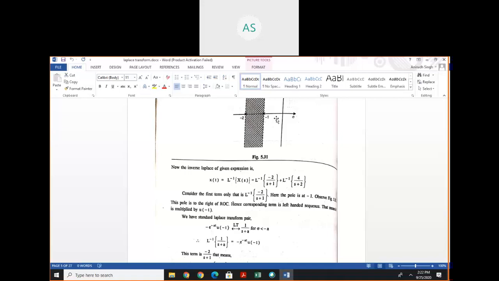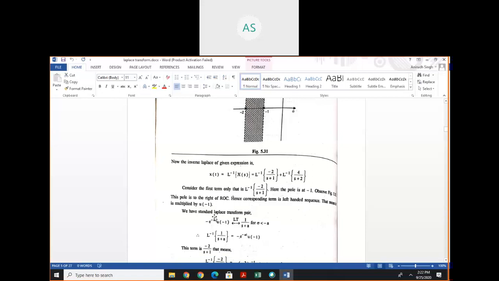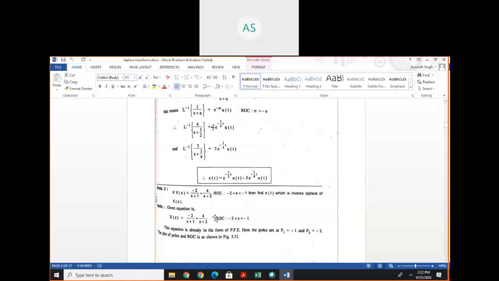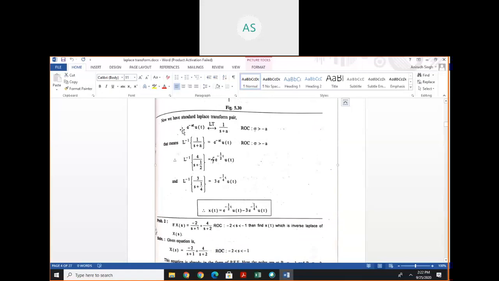this -1 is to the right of the ROC. So this signal is multiplied by u(-t). When poles are to the right side of the ROC, then the time domain signal is multiplied by u(-t).